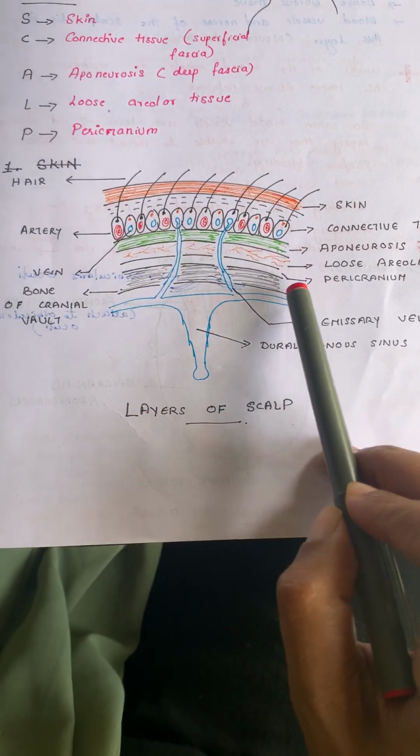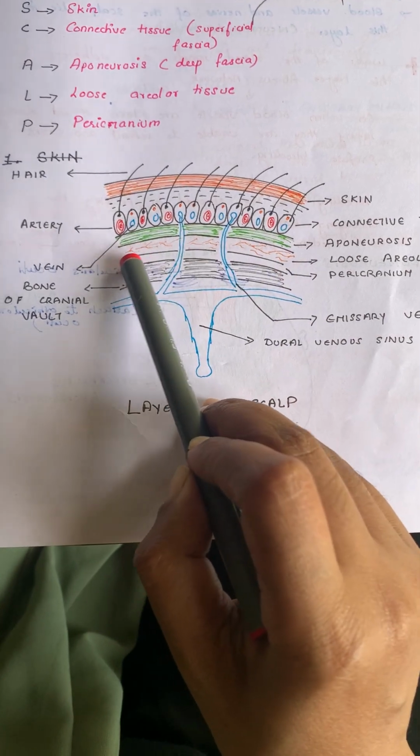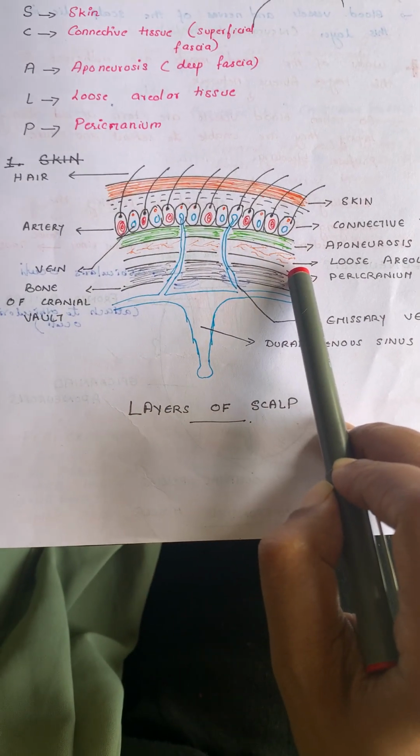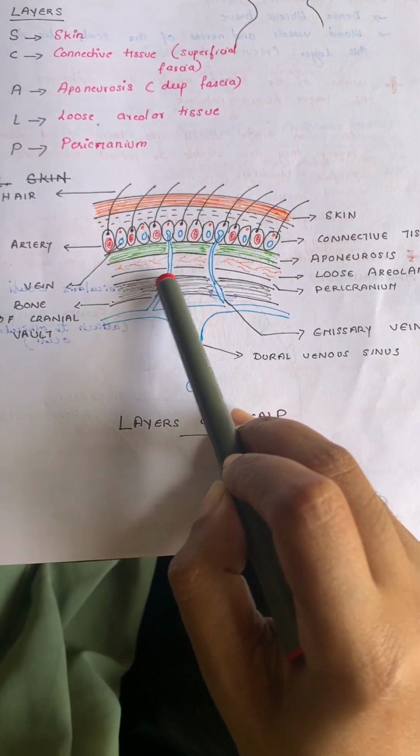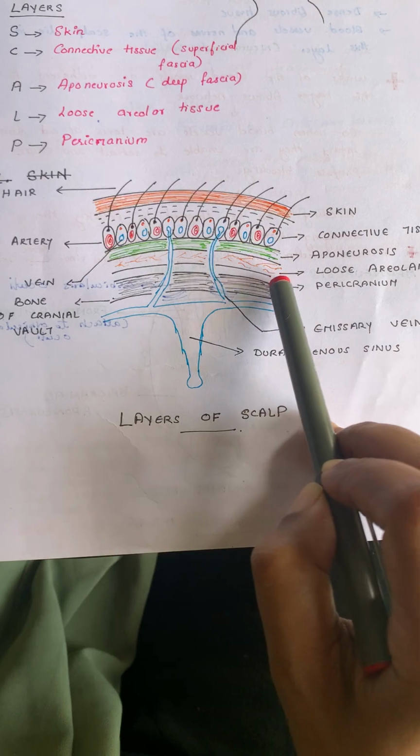The next layer, which is marked here, is the pericranium. This forms the bony part of the skull and it is formed by the periosteum of the vault of the skull.